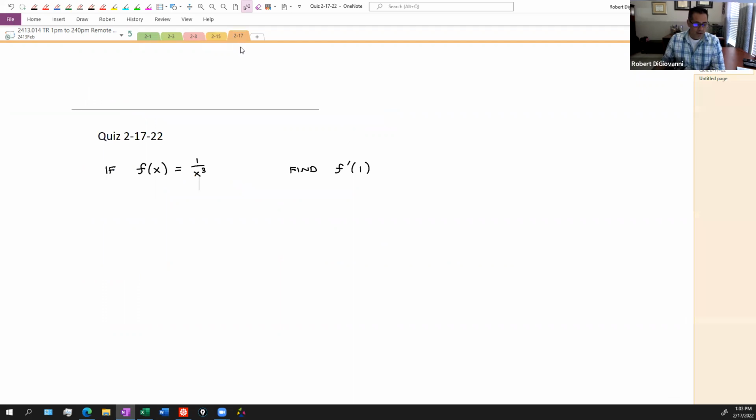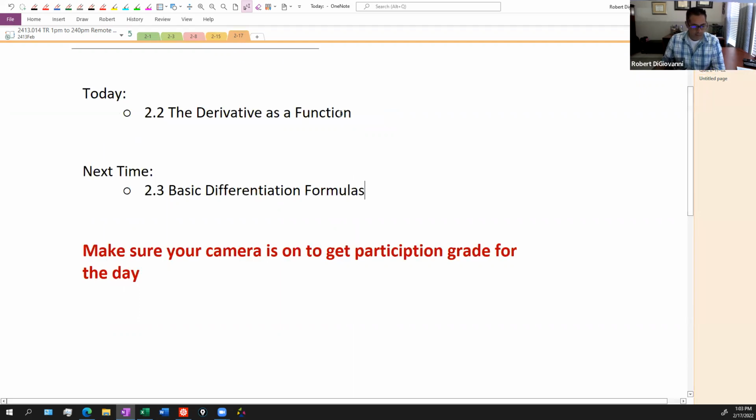All right, so we are going to now talk about the derivative as a function. And then next class, we finally get to throw away the limit, and I give you shortcut formulas to find derivatives, and you're going to be very happy. And that's it, that's our plan.